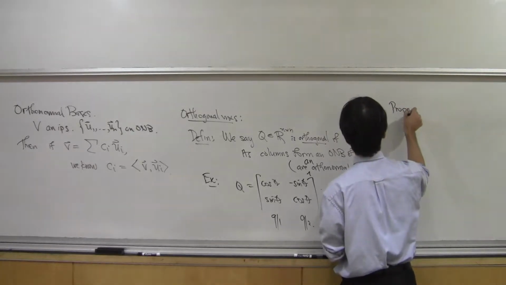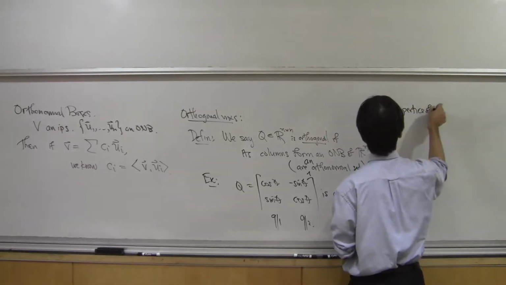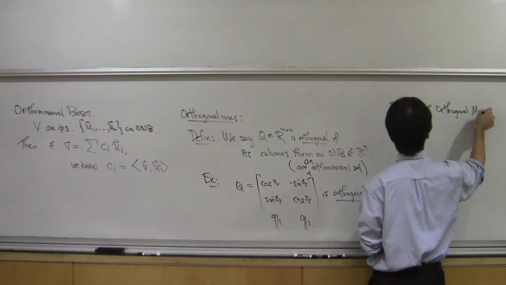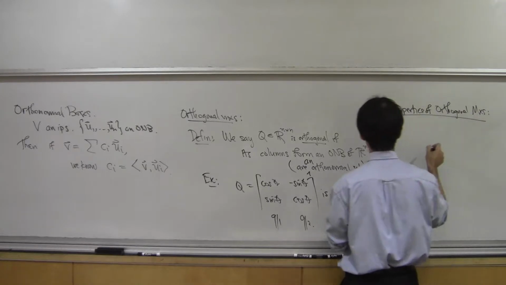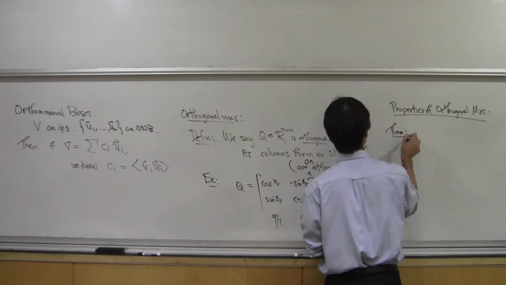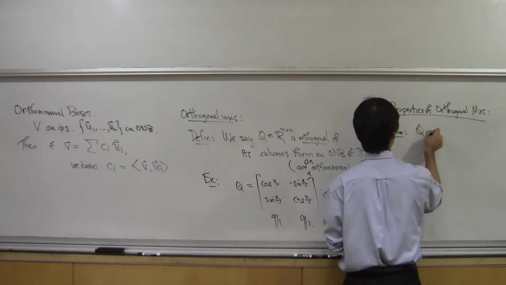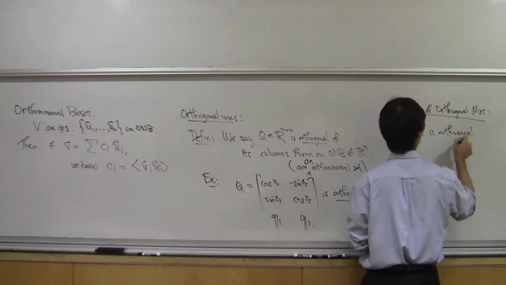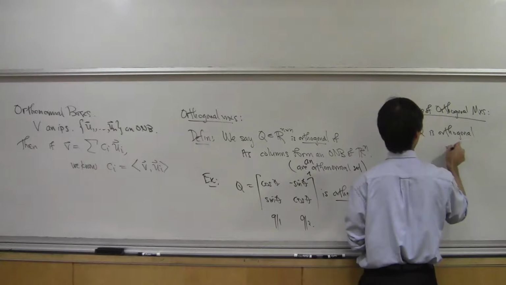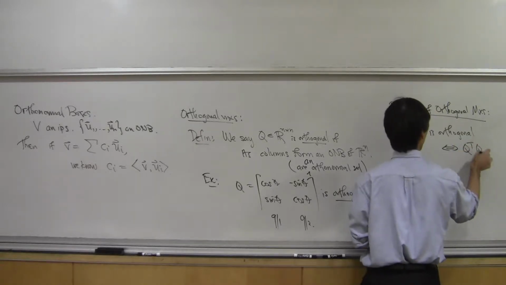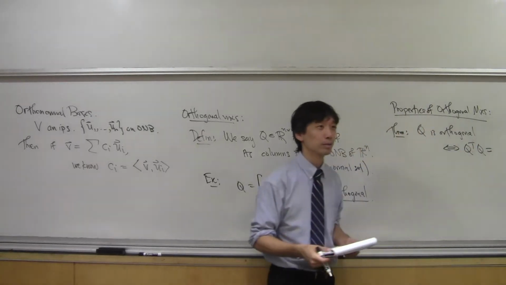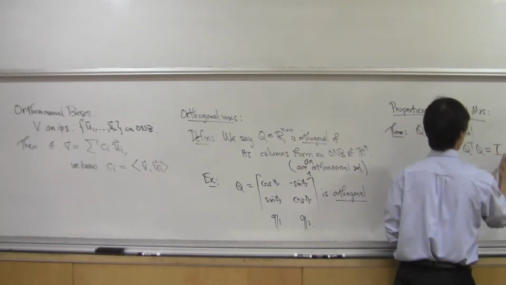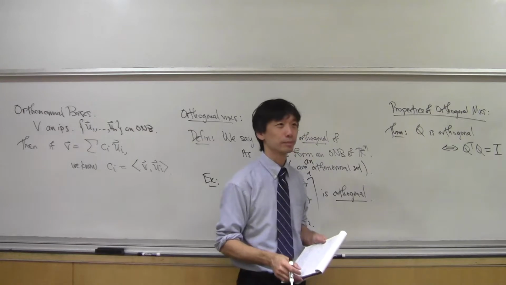Properties of orthogonal matrices. First, Q is orthogonal if and only if Q transpose Q equals I, the identity matrix, right?